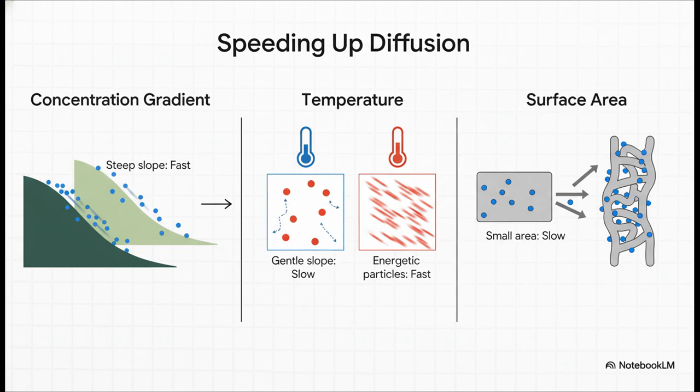Now, diffusion doesn't always happen at the same speed, and you can bet the exam board loves asking about what affects its rate. There are three big ones. First, the concentration gradient. The steeper it is, so the bigger the difference in concentration, the faster diffusion happens. Second, temperature. Higher temperatures need more kinetic energy, so particles move around faster and spread out quicker. And finally, surface area.